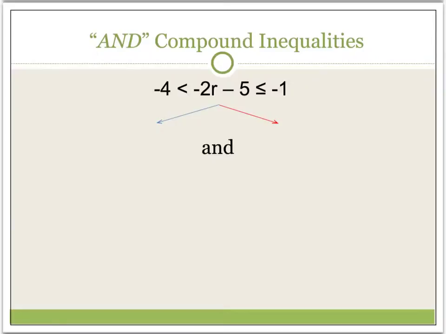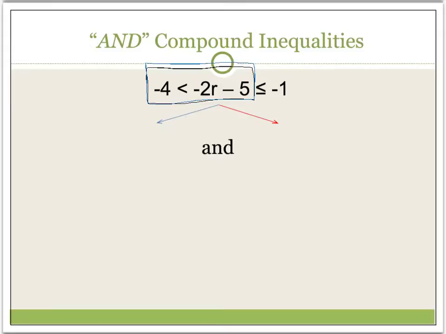We have a compound inequality. It doesn't really show the word "and," but we know it's a compound inequality containing the word "and" because it's one statement that has two inequalities in that statement. And so we're going to split this up into two separate inequalities, and then we're just going to join them with this word "and" here. Now the first one that we're going to take a look at is -4 is less than -2r minus 5. Let me outline that in blue so we can keep them separate. So that's the first inequality that we're going to use.